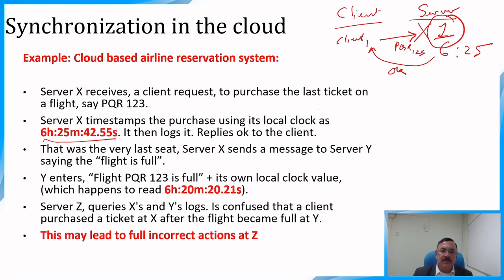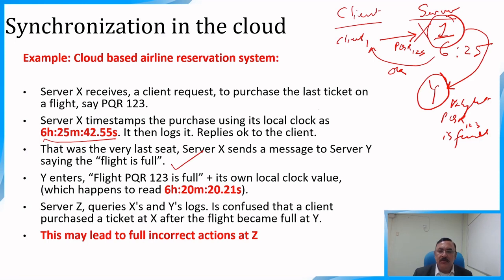So that was the very last seat, and the server X sent a message to server Y saying that the flight PQR 123 is full after booking this particular ticket. Now, Y enters that PQR is full and its local clock value is 6:20. It will point out that the flight is full.